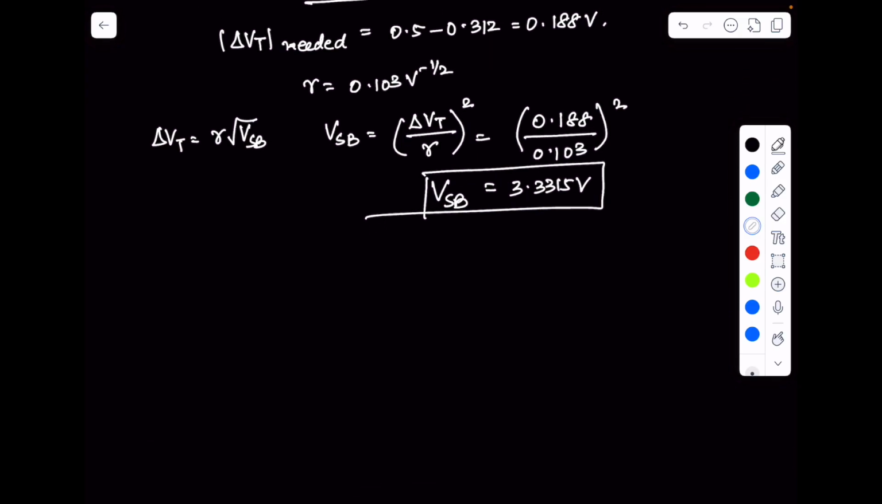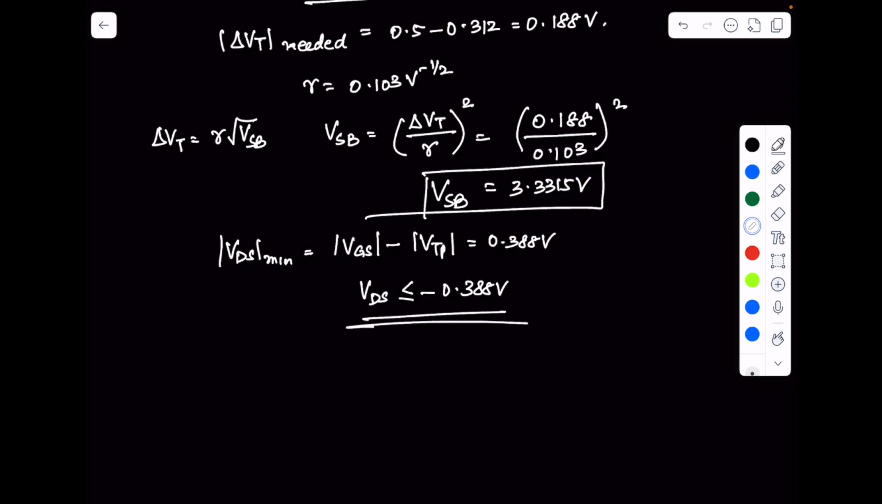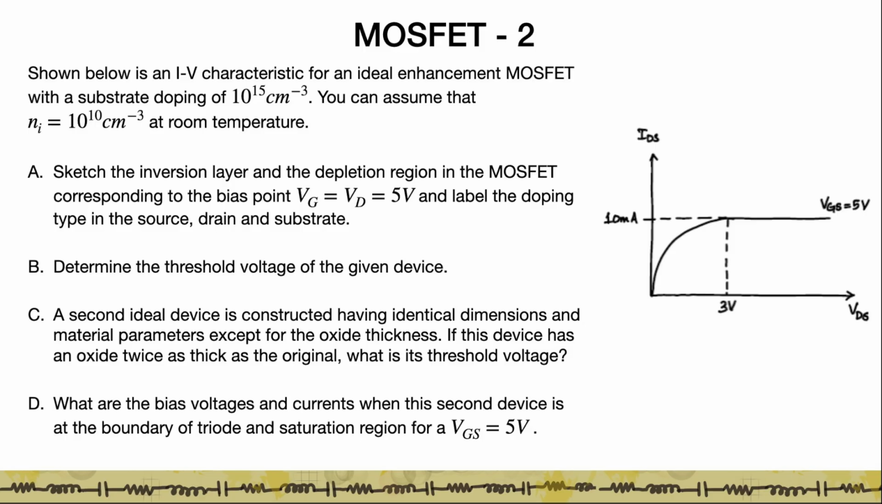Last question, what is the minimum VDS needed? So the minimum VDS needed is mod VGS minus mod VTP, which is 0.388 volts. So VDS has to be less than or equal to minus 0.388 volts to ensure that the transistor is in saturation. Remember, this number depends on the VT. So we are using the square law model. The VT is modulated by the substrate bias, and because of which your VDS requires to be less than or equal to 0.388 volts. Next question.